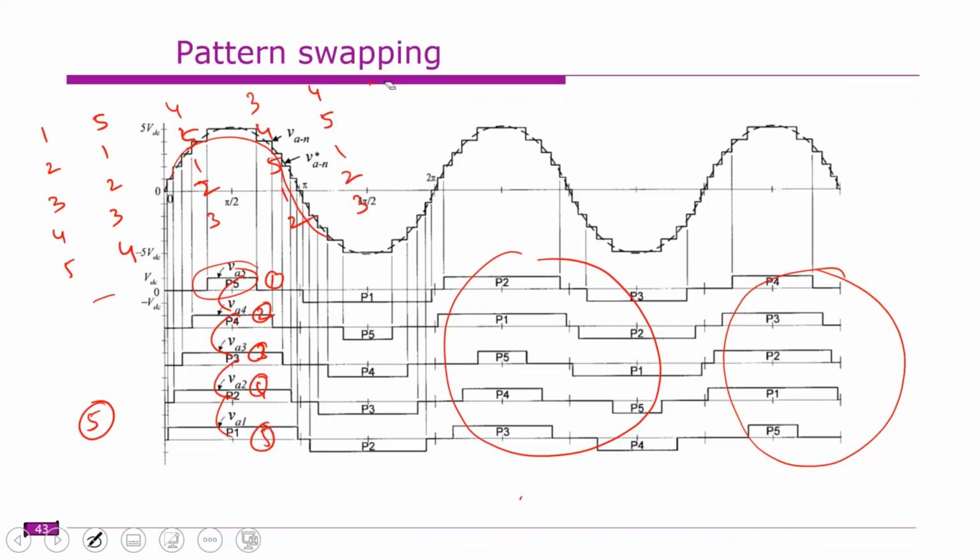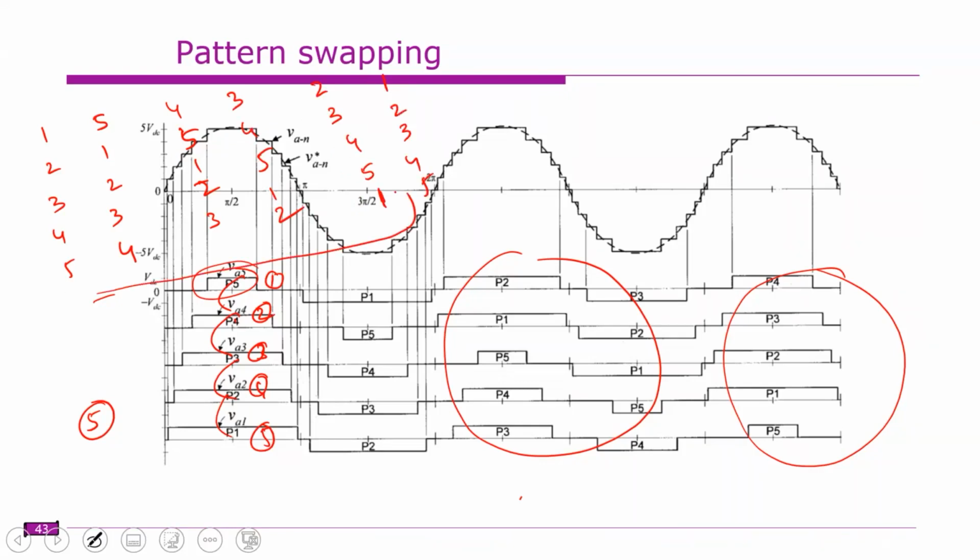In the next cycle, it will be 5. Oh, no, something is wrong here. Is this correct up to here? So it will be 3, 4, 5, 1, 2, right? The next one is 2, 3, 4, 5, 1 here. So what is the next thing? It will be 1, 2, 3, 4, 5.